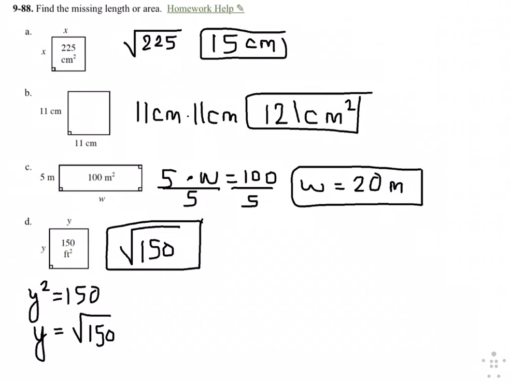We don't know how to simplify radicals, and I'd rather you leave it in radical form versus typing it into your calculator. If you did type it into your calculator, you're going to get about 12 and a quarter, something around there. Okay, but I am okay if you leave it in radical form. Actually, I prefer it.